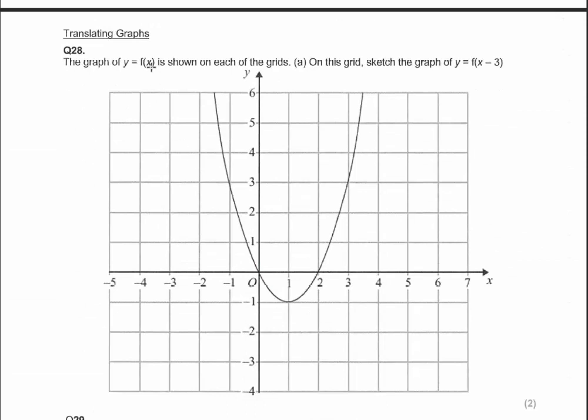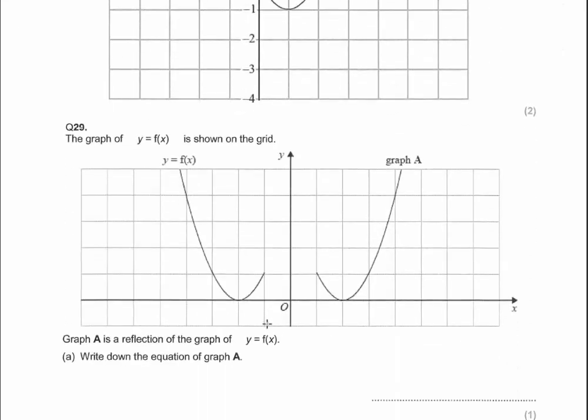Translating graphs. The graph of f(x) is shown on each of the grids. On this grid, sketch the graph of y = f(x) - 3. Think of that A3 sheet. What happens when you take 3 from the number first of all? It moves the graph. In what direction? Here, what have you done?